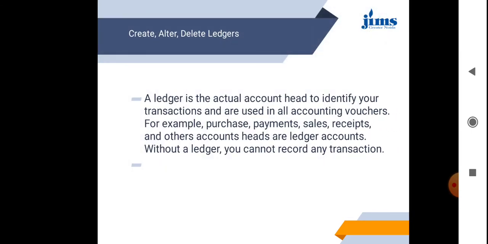First of all, what is a ledger? A ledger is the actual account head to identify your transaction and is used in all the accounting vouchers. For example, purchase, payment, sales, receipts, and other account heads are ledger accounts. Without a ledger, you cannot record any transactions. We need to know what a ledger is and why it is defined as a principal book of accounts. When an accountant has to maintain the records, ledger is one of the principal books of account.